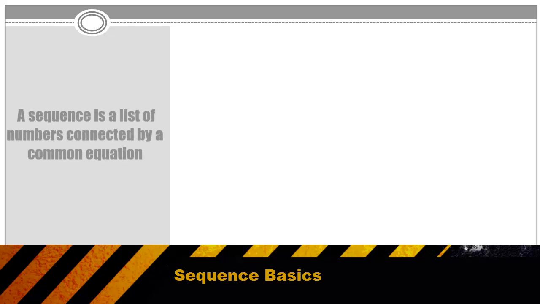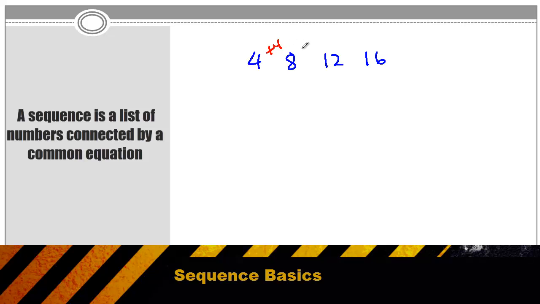A sequence is a list of numbers that go in a specific order, and inside that list, each number has a relationship to the number going right before it and the number right after it. So if I were to write the list 4, 8, 12, 16, you could see that as I move down my list, I'm simply adding 4 to each number.